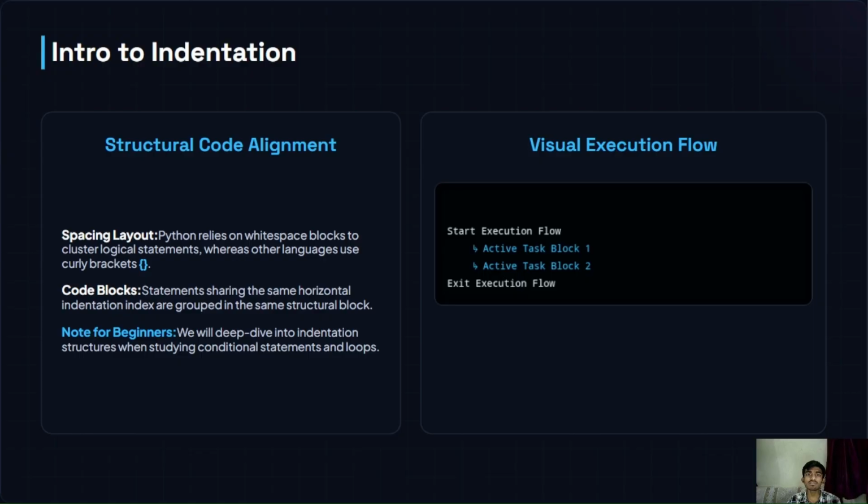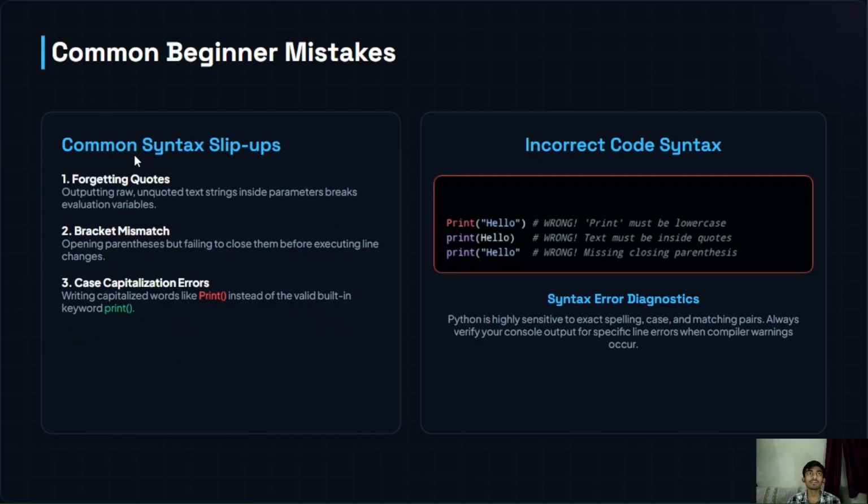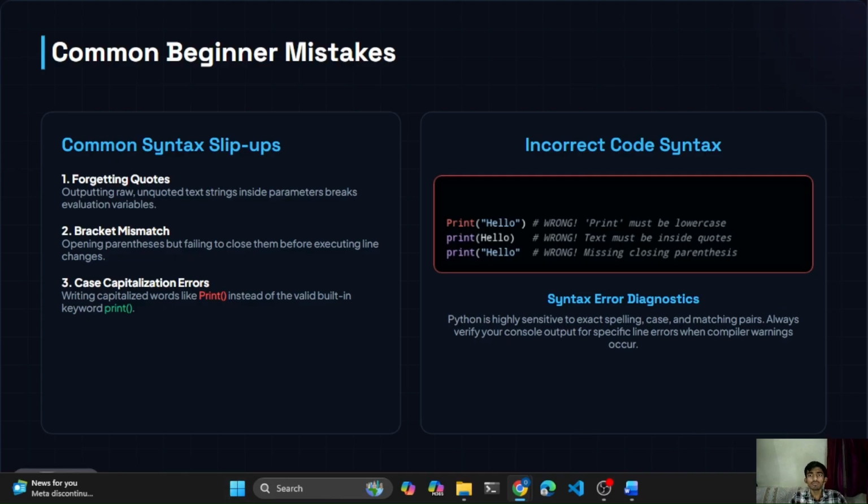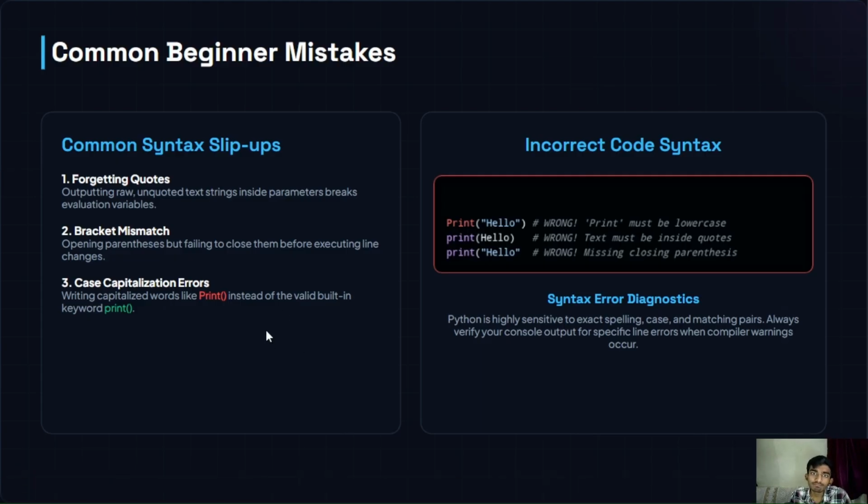Now let's look at some common beginner mistakes. Trust me, if you don't make these mistakes, you are good for starting programming. Many beginners forget to put quotation marks. You can see there are no quotation marks in this. Many beginners forget to put quotation marks in their sentences.